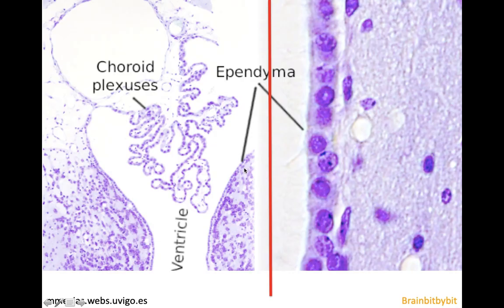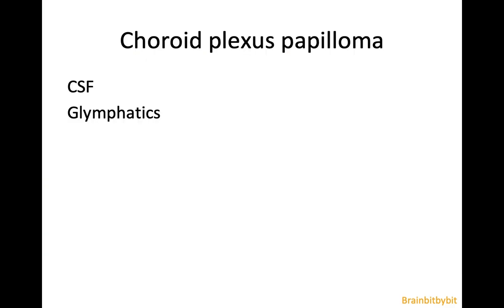The ependymal lining is derived from the radial glial cells lining the neural tube, but there's also part of the covering of the primitive ventricles that becomes choroid plexus, and you can have tumors arising from the choroid plexus as well, and we're going to look into that in the next video before we go to the glymphatic system.